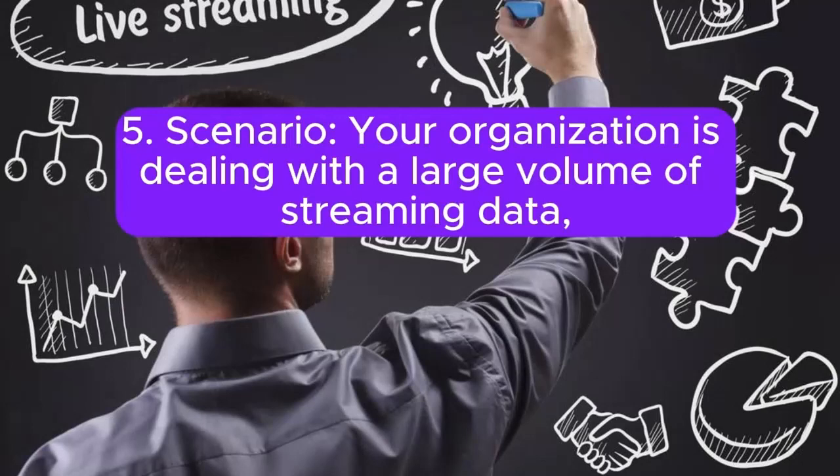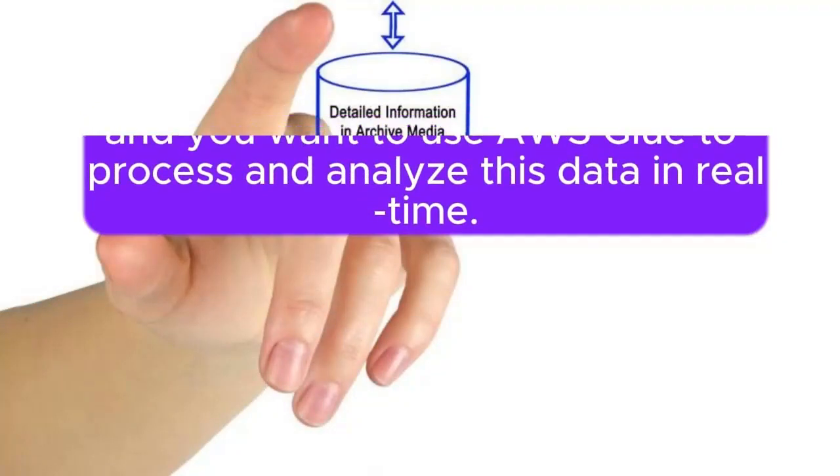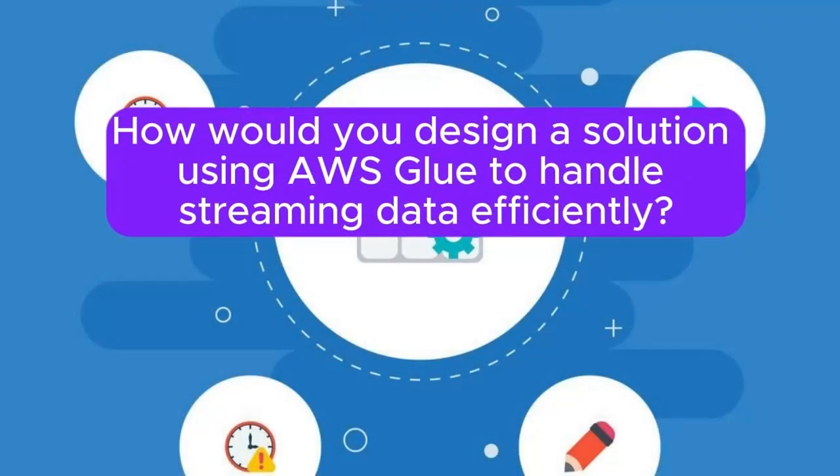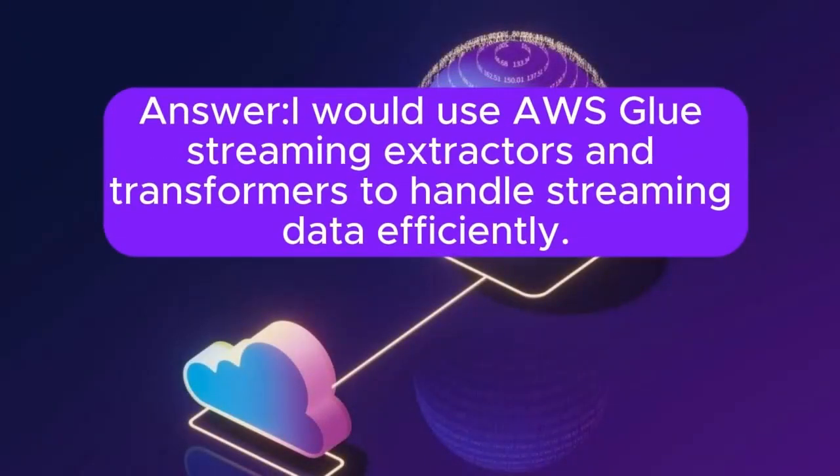5. Scenario: Your organization is dealing with a large volume of streaming data, and you want to use AWS Glue to process and analyze this data in real time. How would you design a solution using AWS Glue to handle streaming data efficiently? Answer: I will use AWS Glue streaming extractors and transformers to handle streaming data efficiently.